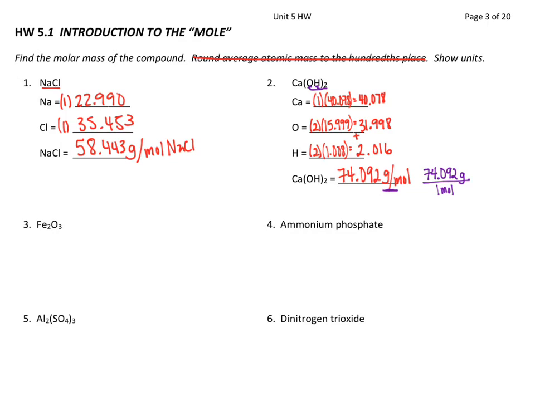Okay, so next they give us Fe2O3, or iron oxide. Again, the key to being successful in this case is staying organized. I have 2 irons, so I'm going to write down my symbol first. I have 2 irons. My periodic table of elements tells me that iron's atomic mass is 55.845. I have 3 oxygens. And again, that's 15.999.